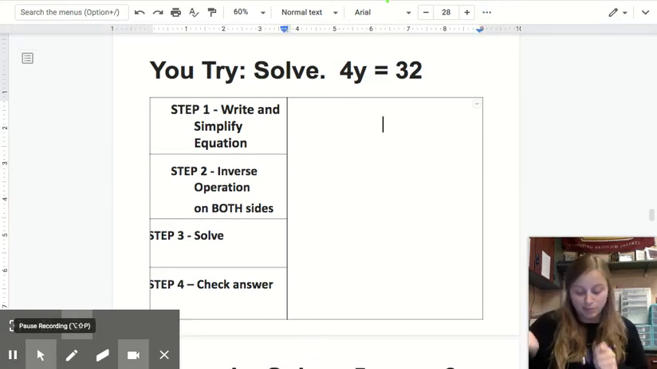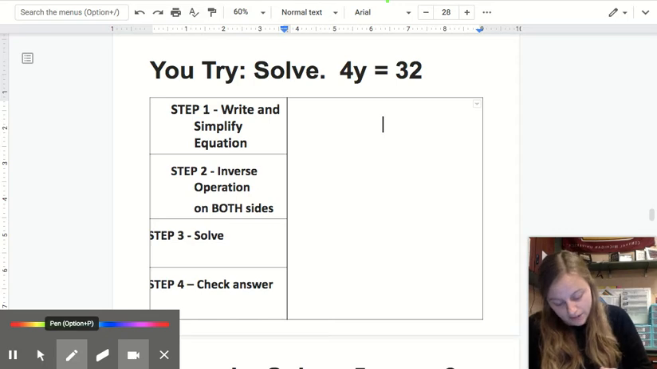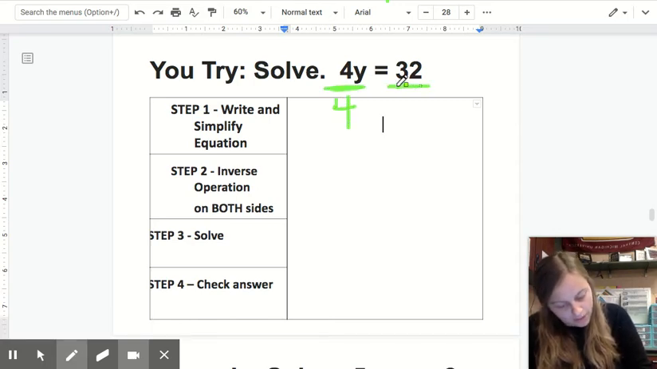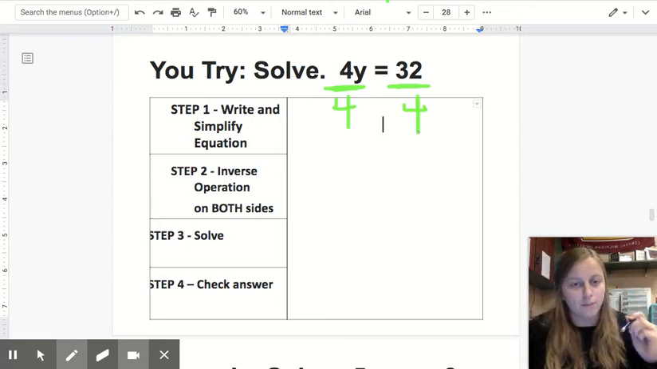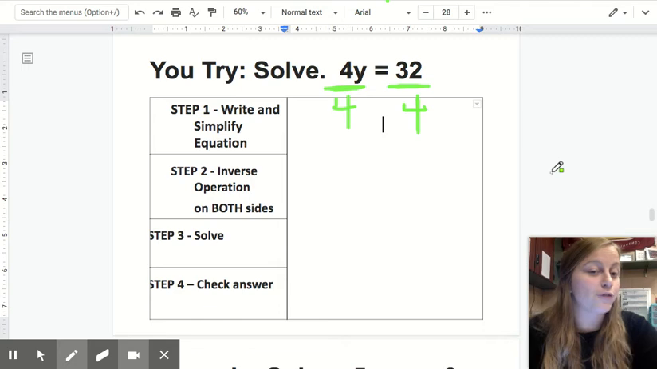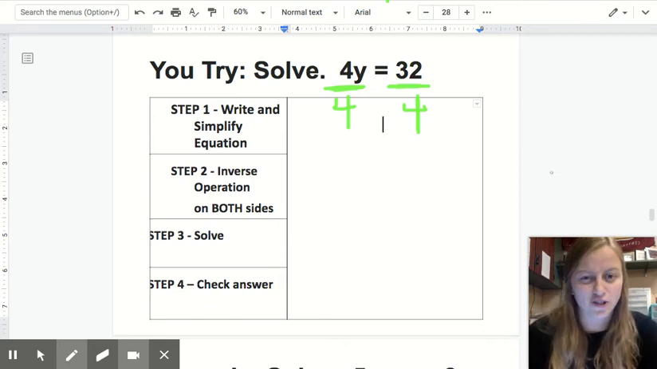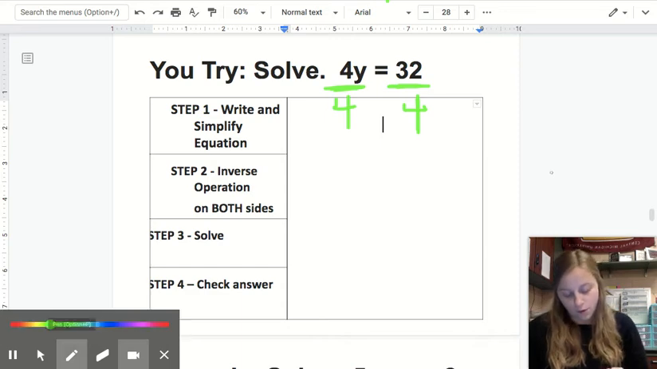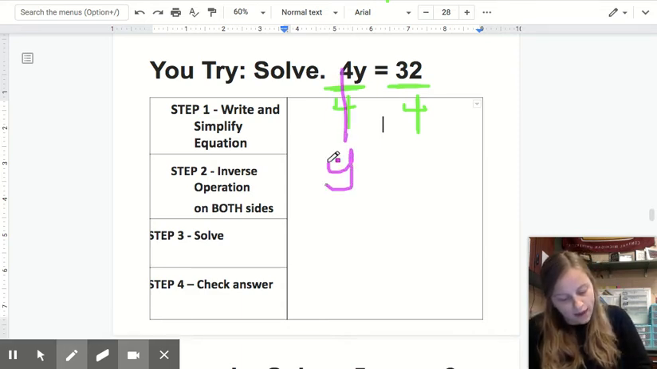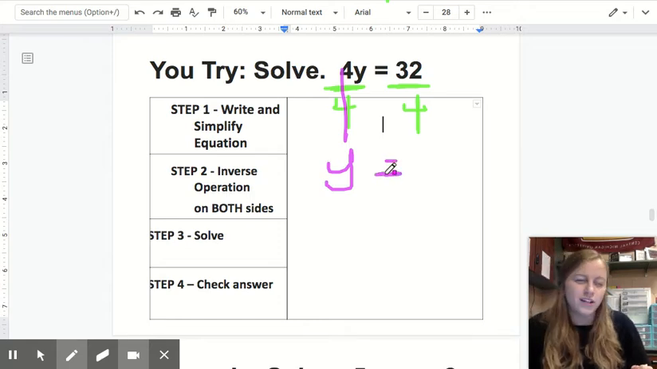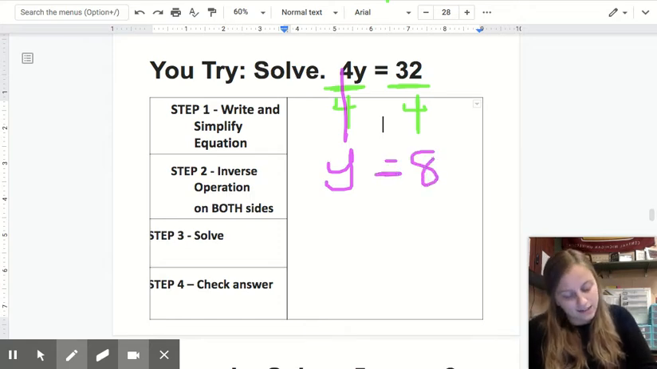So to get rid of timesing by 4, we do the opposite and we divide by 4 on both sides. Now in the previous example, I wrote the division symbols divide by 4. Remember that the fraction symbol also means division, so I'm just using a different symbol this time. I'm still dividing by 4. My 4s cancel each other out. I'm just left with y equals 32 divided by 4 is 8.